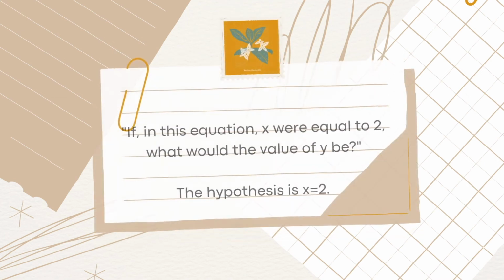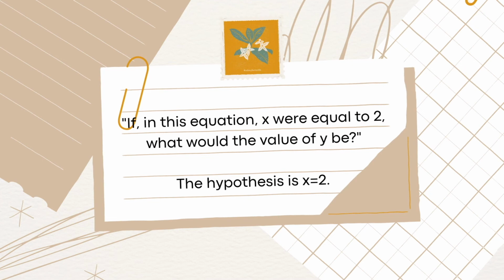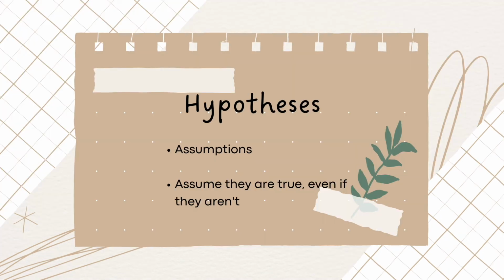A more mathematical example, let's take the sentence, if in this equation x were equal to 2, what would y be? Here, the hypothesis is x equals 2, and even if x is not 2, you'll answer the question as if x were 2. So you're going to answer the question based on the hypothesis. So, to recap, hypotheses are assumptions, things that you assume to be true, even if they are clearly not true, for the sake of an argument or a line of logical reasoning.